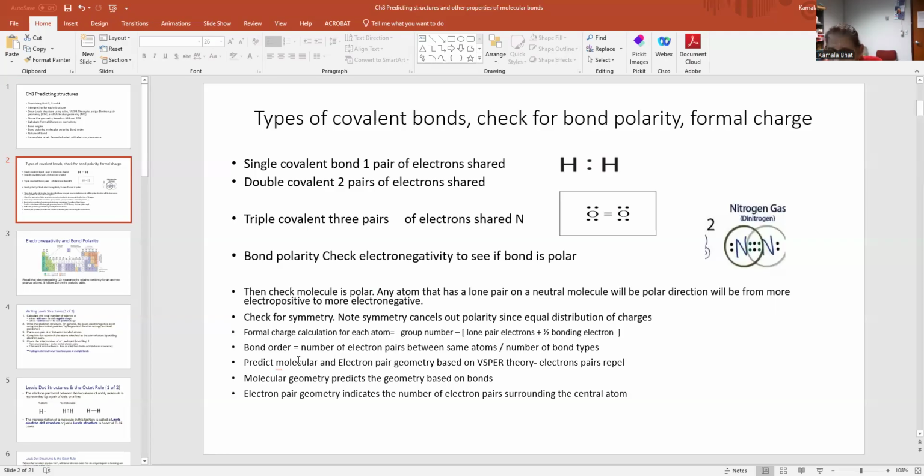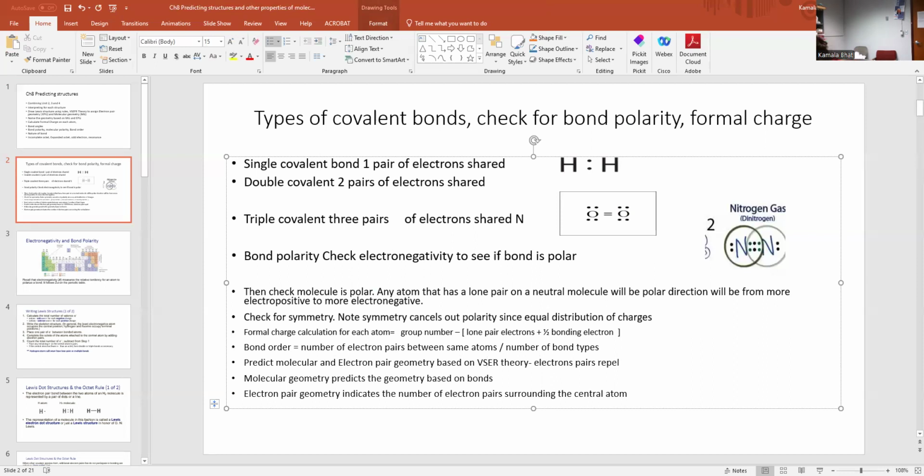Molecular geometry and electron pair geometry are based on the VSEPR theory. VSEPR stands for valence shell electron pair repulsion theory. So the electron pair is shared between the atoms, as we have seen. It is basically an electron pair repulsion theory, where electron pairs, as we know, repel each other. Because of this repulsion, they get a geometry around the central atom.